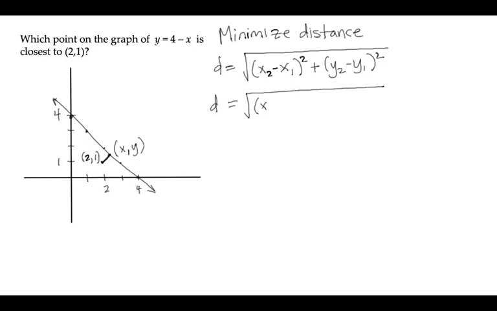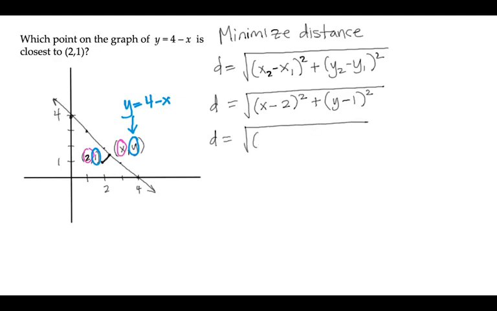I can do x minus 2 squared. So I was just subtracting my x minus my x, and now I'm going to subtract my y minus my y, so plus y minus 1 squared. Okay, so there's the formula that I'm trying to minimize. So we want to get that down to one variable so we can find its critical values. I'm just going to use this y right here that's in the formula. We know that that is on the line y equals 4 minus x. So I'm just going to replace y with 4 minus x in my formula.